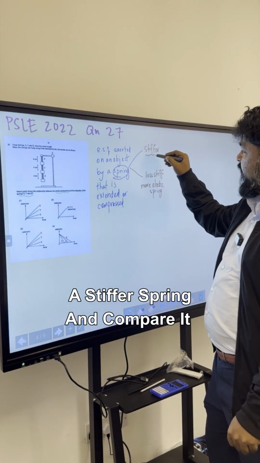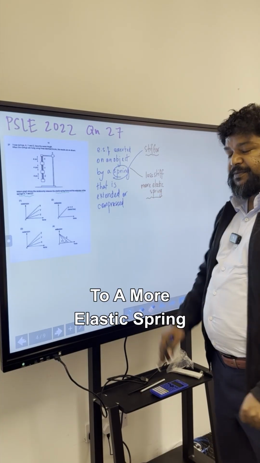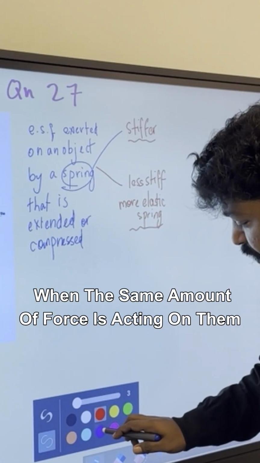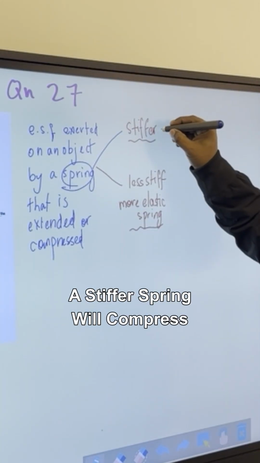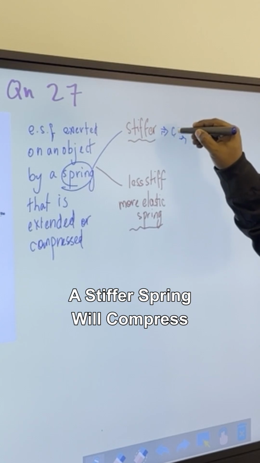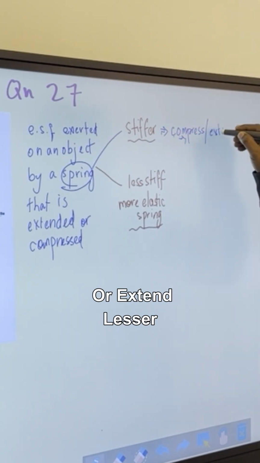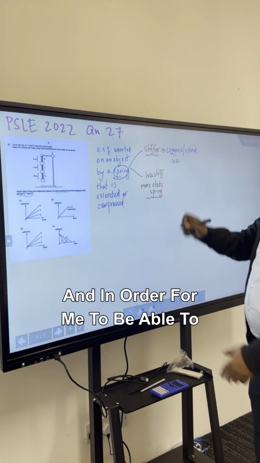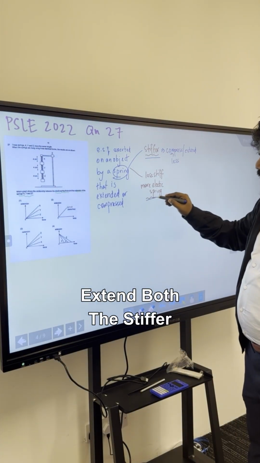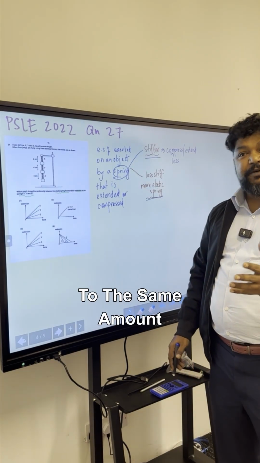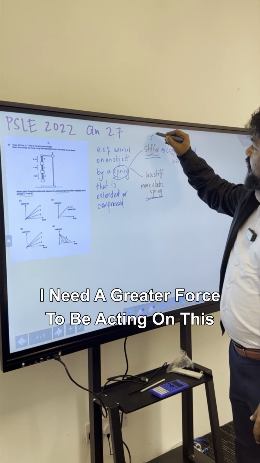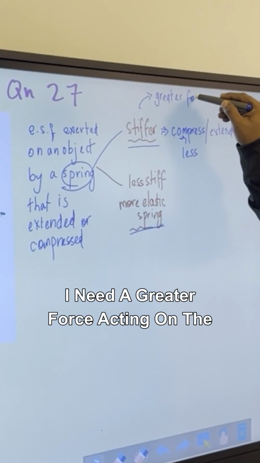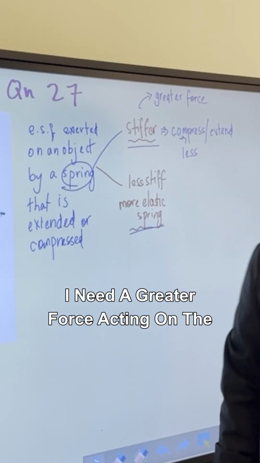A stiffer spring, compared to a more elastic spring: when the same amount of force is acting on them, a stiffer spring will compress or extend less. And in order for me to extend both the stiffer and the less stiff spring to the same amount, I need a greater force acting on them. If I want them to extend to the same amount, I need a greater force acting on the stiffer spring.